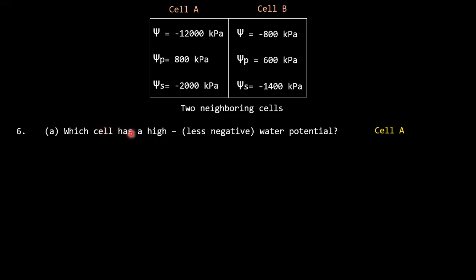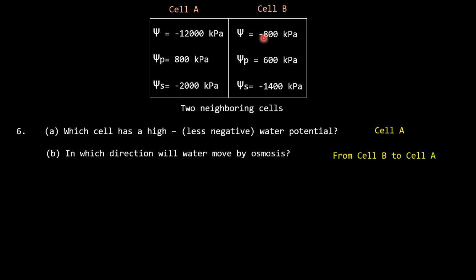Which cell has a higher or lower water potential? It's cell A, isn't it? Because look at it. This has a high water potential, right? We have explained water potential enough. So in which direction will water move by osmosis? Of course, in which direction is the water potential high? Because water moves from a region of high water potential to a region of low water potential. And here is a higher water potential. We've explained that. So it's from cell B to A.